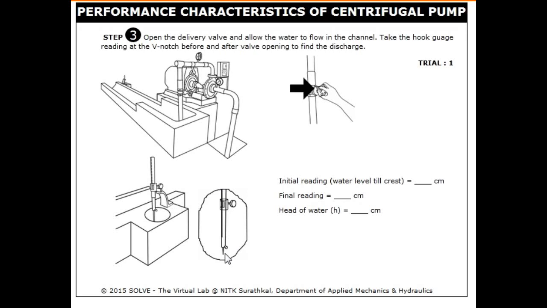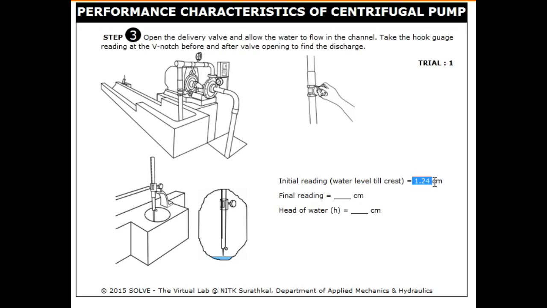So let me open the delivery valve first. Now the delivery valve is open and the fluid starts coming from the pump into this tank. This is the collecting tank or delivery tank. Once the flow starts through this V notch, you can see there is a water level. The pointer is not connected at the surface, so I will click here. Now you can see that the water level is exactly coinciding with the pointer. So this is the initial reading. Let me increase the flow rate.